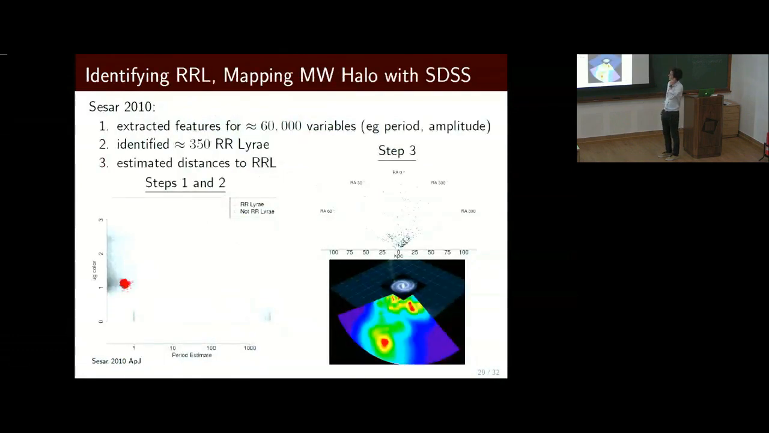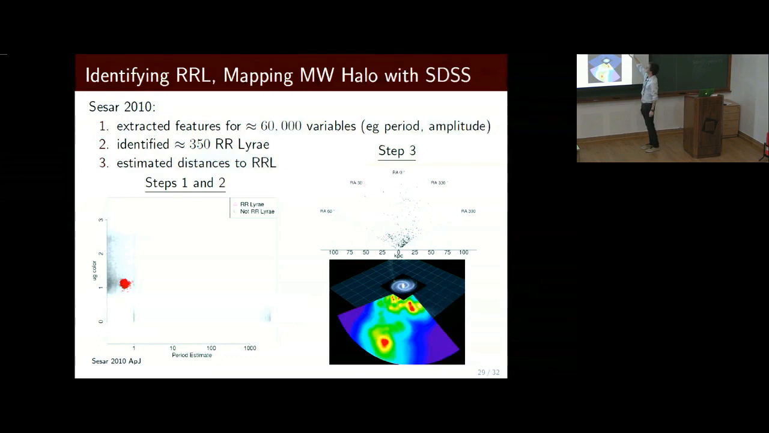One thing that Cesar 2010 did was to extract features for all 60,000 variables and try to find the RLI rays. Cesar was able to find 350 RLI ray subtype AB in SDSS stripe 82. Step 2 was not done using a formal statistical classifier. What Cesar did was compute things like color and periods, and then find regions in feature space where he thought all objects were RLI rays. So once you find the RLI rays, you can estimate distances to them.